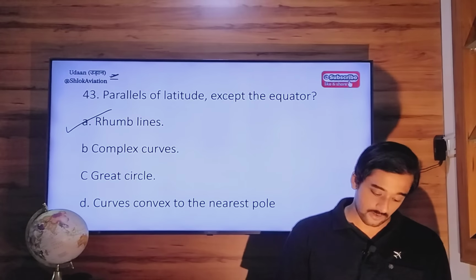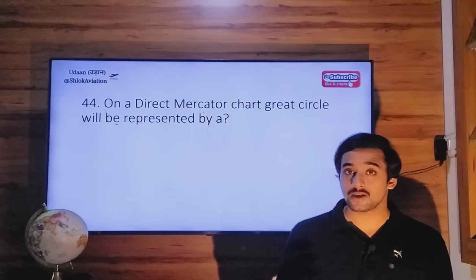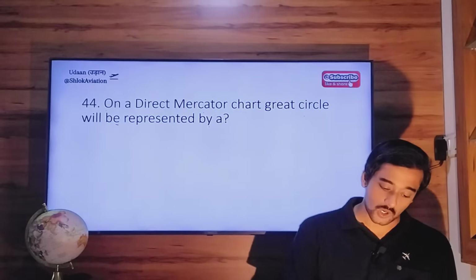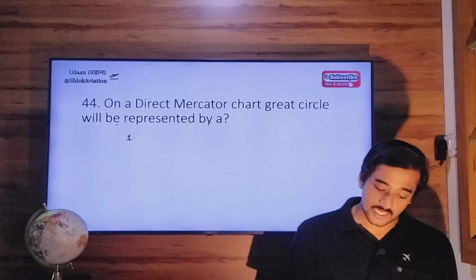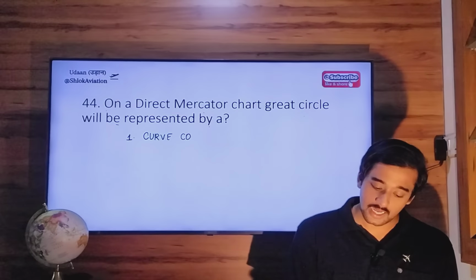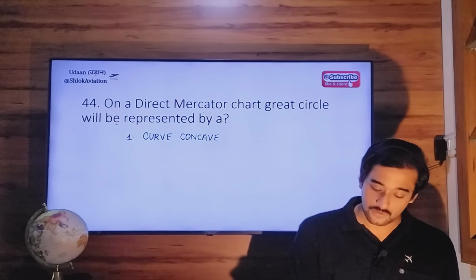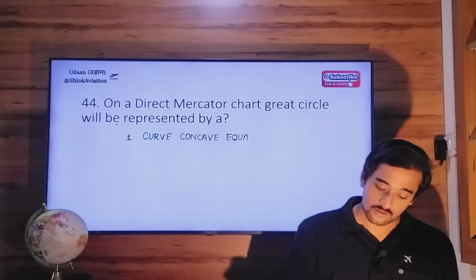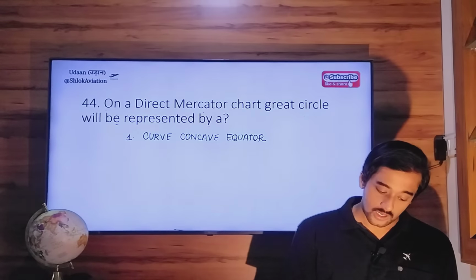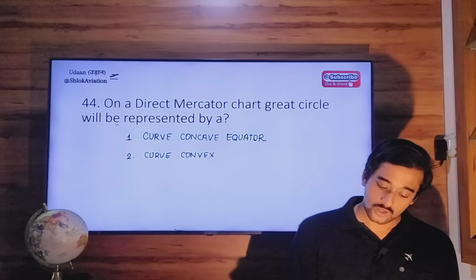So option alpha. On a direct Mercator chart, great circle will be represented by what? Just now we saw a great circle can be represented by a curve which is concave, bending away from the equator, or a curve which is convex towards the pole.